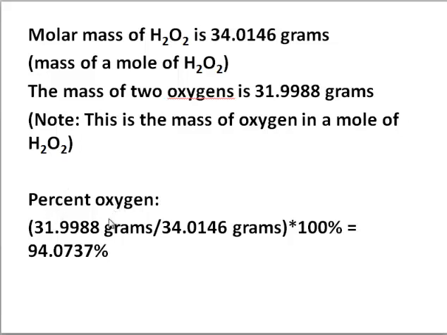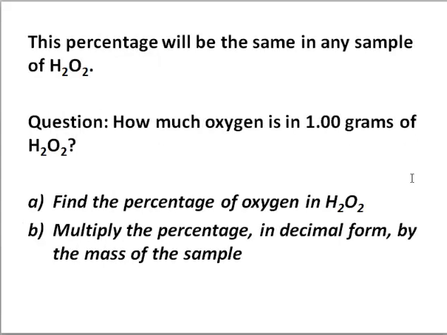The percent oxygen is 31.9988 grams divided by 34.0146 grams. Grams cancel. Multiply by 100% to convert to a percentage. And since each of these factors has 6 significant figures, we express the percentage to 6 significant figures. This percentage will be the same in any sample of H2O2.